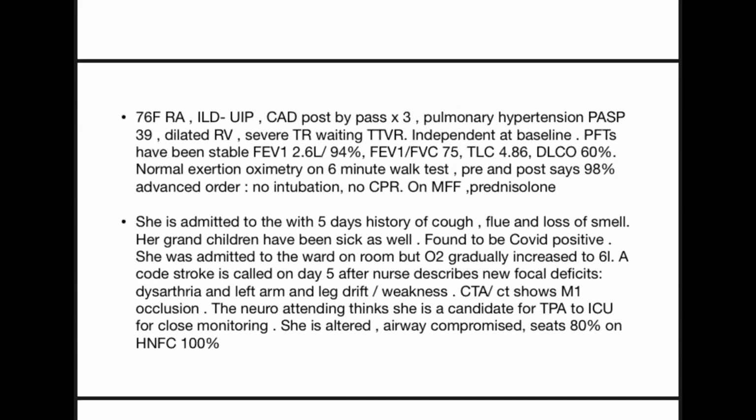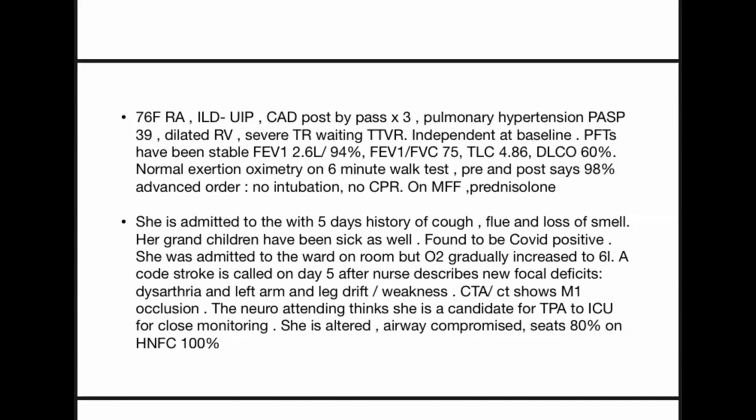I have a 76-year-old female with rheumatoid arthritis. She's been known to have interstitial lung disease, basically a UIP pattern, for 6 years now. She has had rheumatoid arthritis for about 10 years now, and she's been stable. We review her pulmonary function tests. She has coronary artery disease and has had bypass ×3.